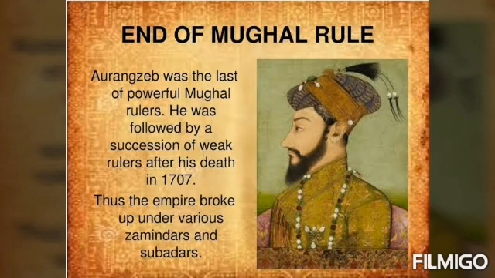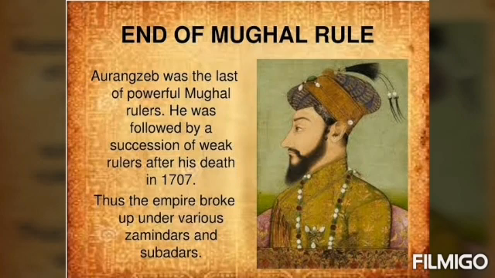In this chapter, we will talk about how the Mughal Empire fell with the death of Aurangzeb and how the Nawabs started disintegrating with the Mughal Empire.